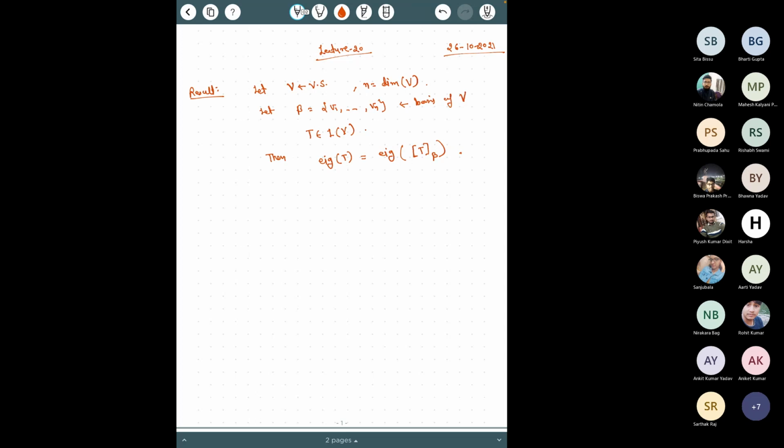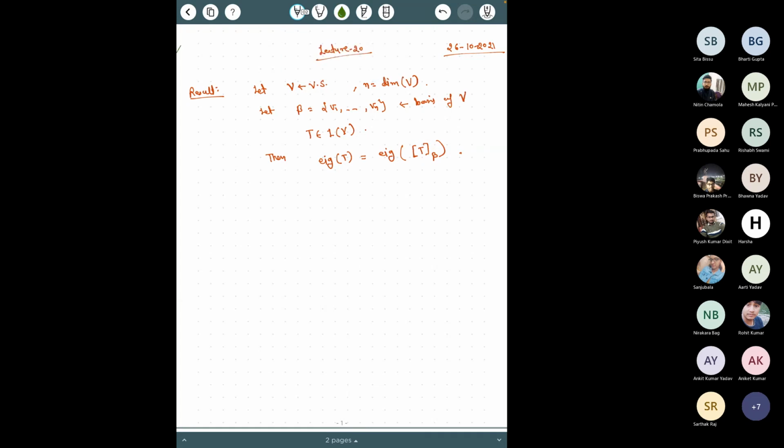This also gives us a motivation: since it doesn't depend on the basis, choose a basis such that the matrix is as simple as possible, so that we can easily calculate the eigenvalues. So let us prove this. This is very easy. The proof is not difficult. We just have to write it properly.